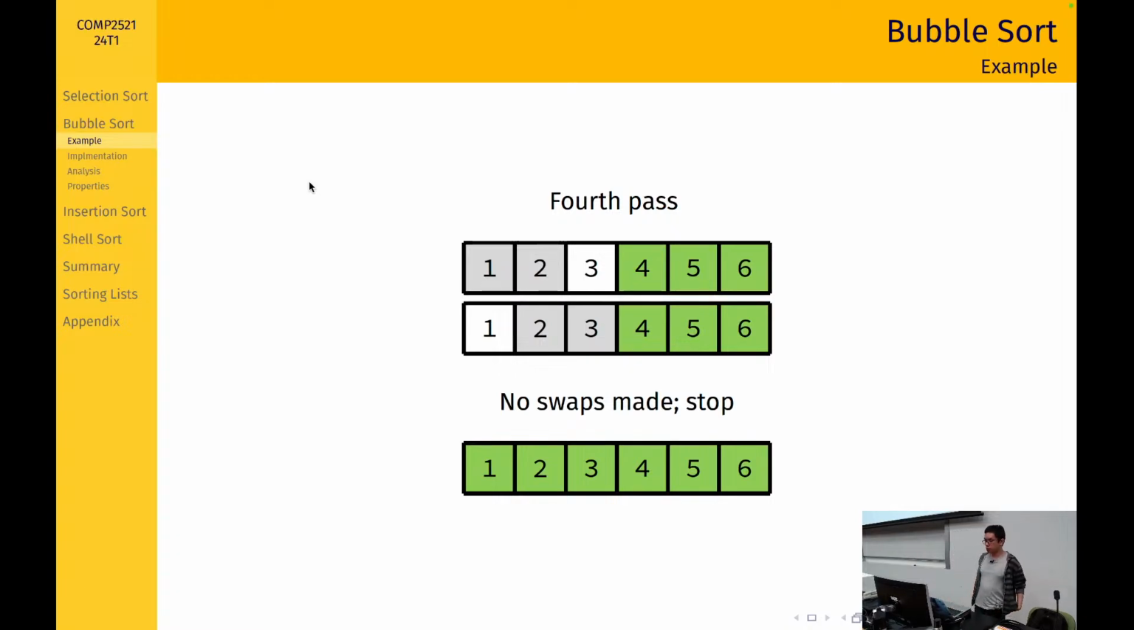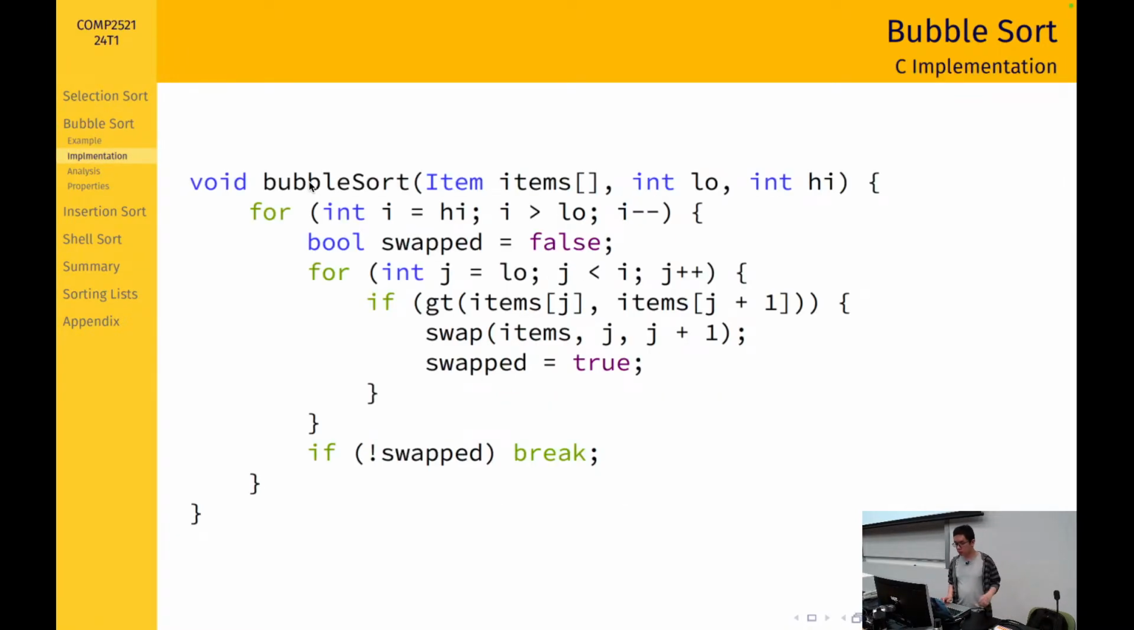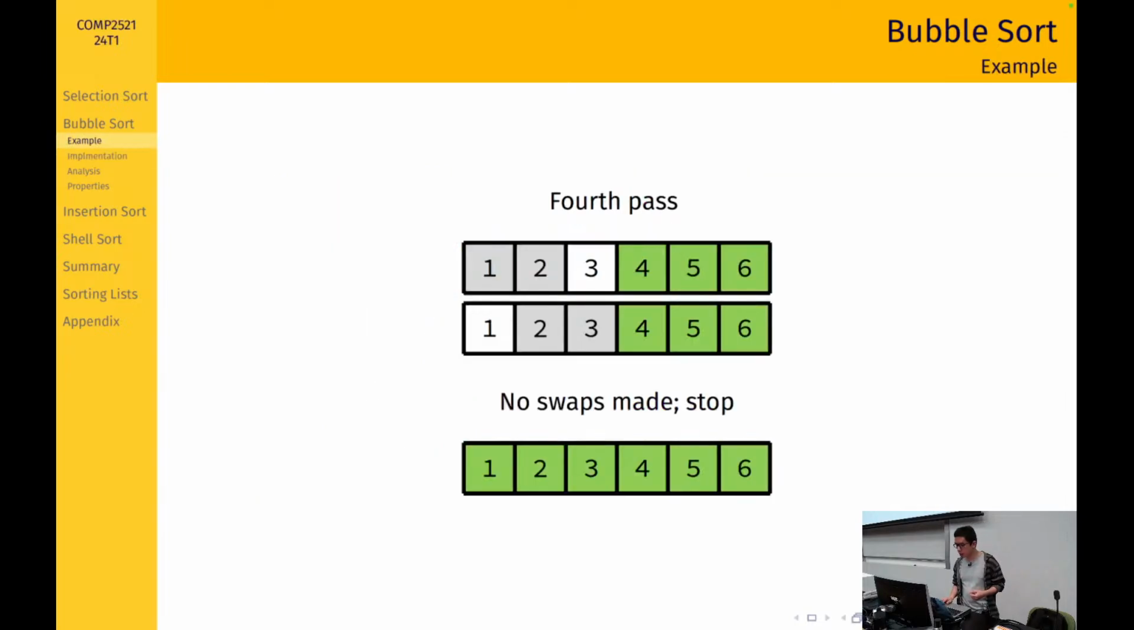Okay, so that's bubble sort, and here's the implementation of bubble sort. We again have our items array and our low and high. Yep, question? So even after it's sorted, it still counts as having a fourth pass, right? We don't stop right after the fourth pass. Yeah, so we need that fourth pass.